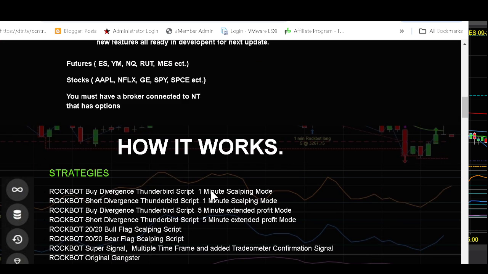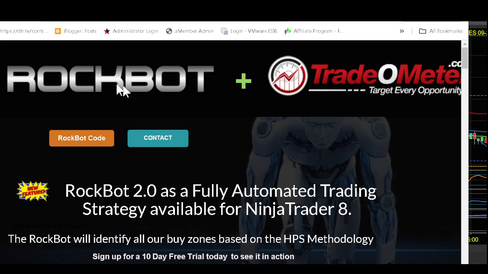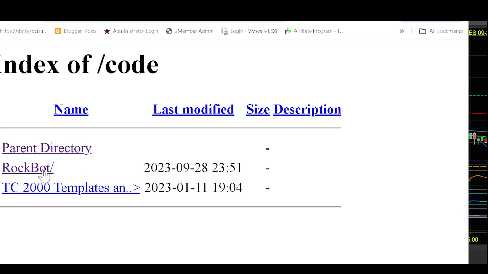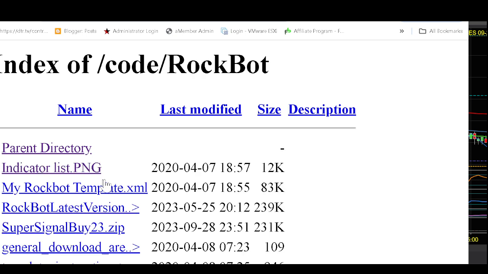The other thing I want to kind of show you on this. So this is where you're going to get the code. You're going to click on this right here, and you're going to go to the RockBot folder, and then click on the RockBot folder and go to my latest RockBot latest version. And then Super Signal 23. These are the two. This is a group of scripts.